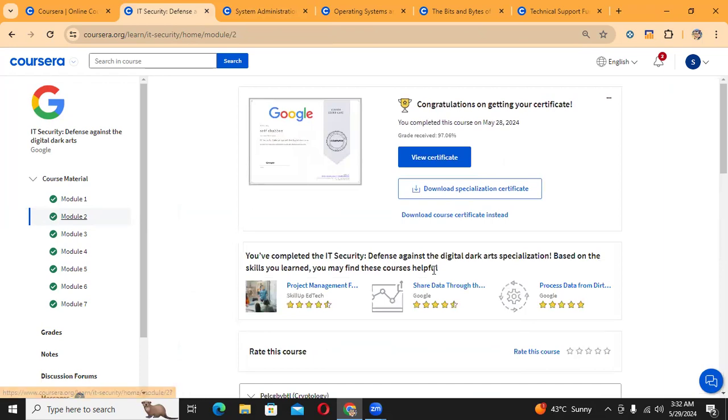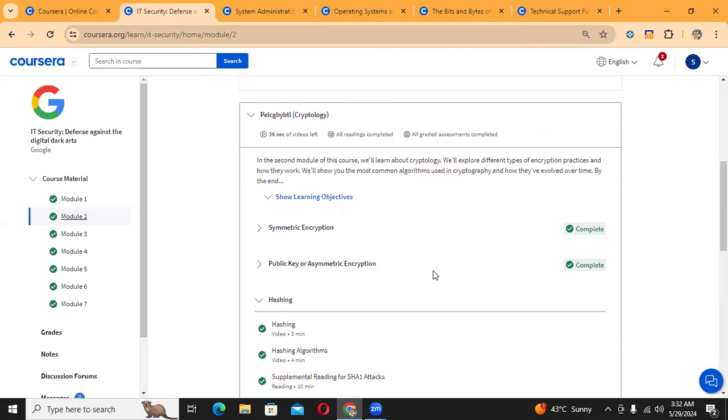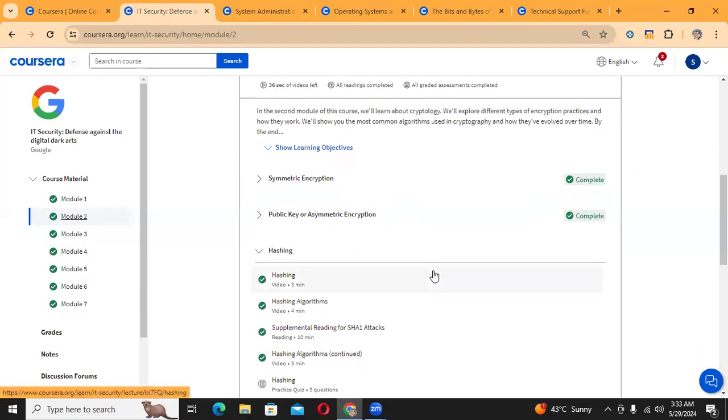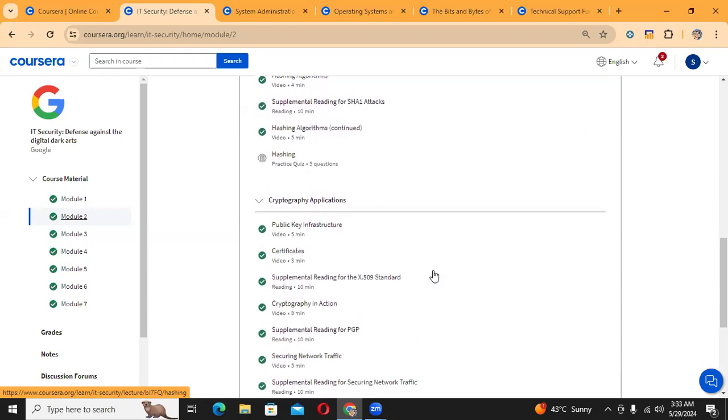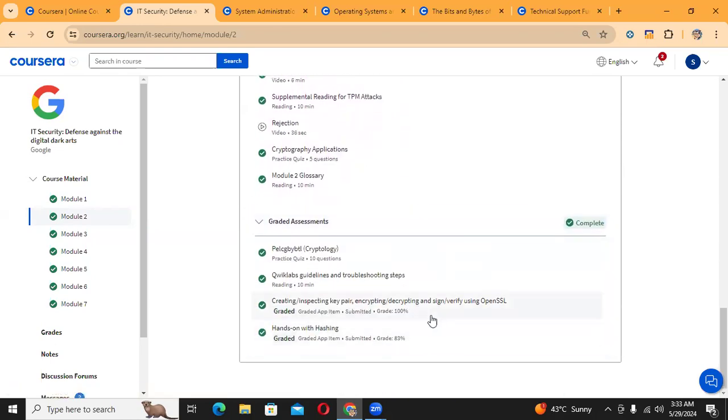The second module is so easy. It's about cryptology, the basic uses of cryptology and hashing: the difference between symmetric and asymmetric encryption, hash functions and their uses, PKI, and real world applications in software and data. It's so easy in hashing.